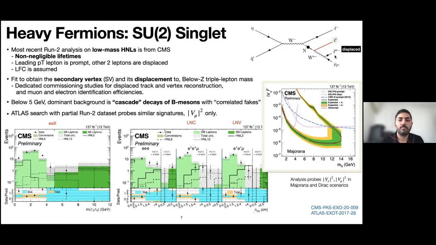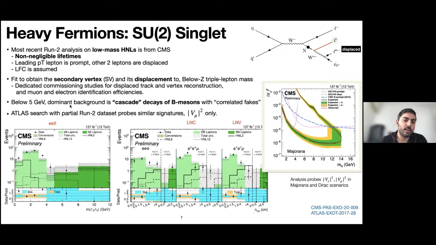So the distinguishing characteristic property of such searches is one prompt lepton coming from the first instance of decay, L, and all the other decay products originating from the heavy neutral lepton being displaced. Since this particular search is looking for a trilepton final state, a secondary vertex is sought using L prime and L double prime. And its displacement with respect to the primary vertex becomes a very useful discriminator.